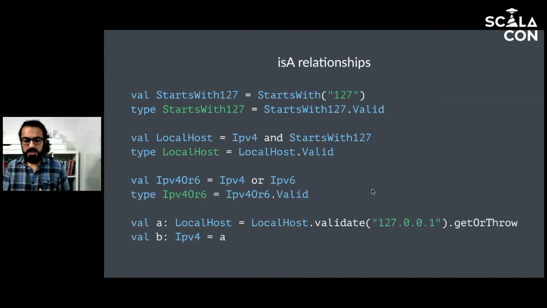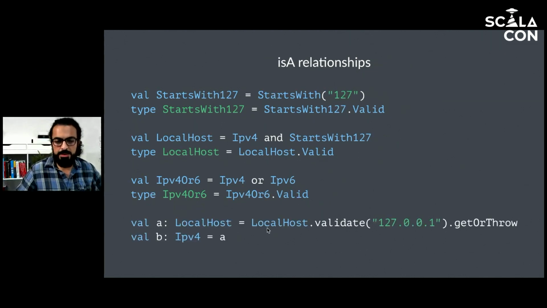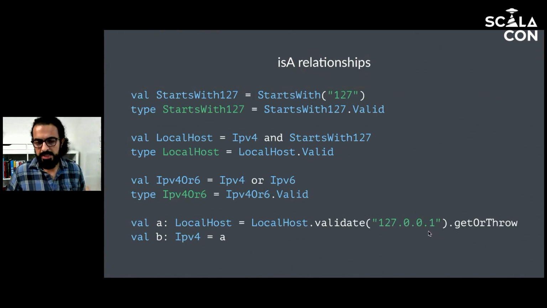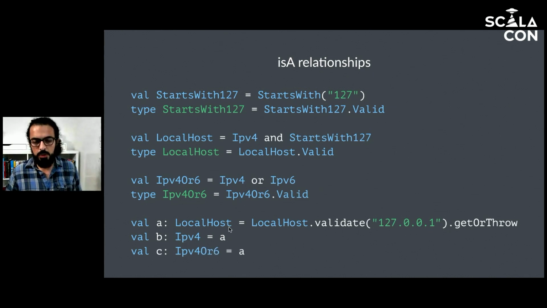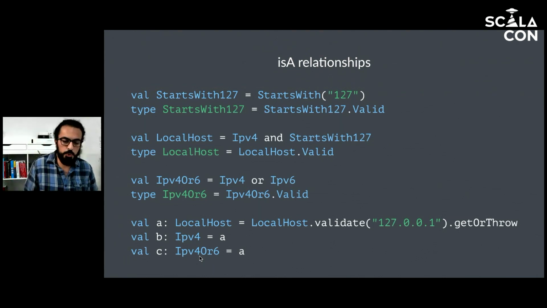For example, here we have validated a type to be a localhost, so you get a valid IPv4 and it's valid starts with 127. You can take this type and put it in a variable that declares the type IPv4. It works because localhost is an IPv4. The same thing works with the OR relationship. We can take localhost and put it in IPv4 or IPv6. Works as you would expect.